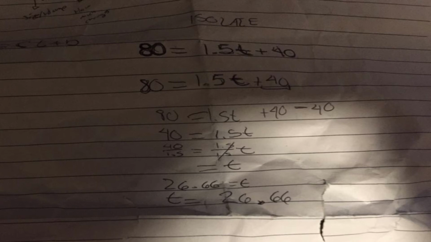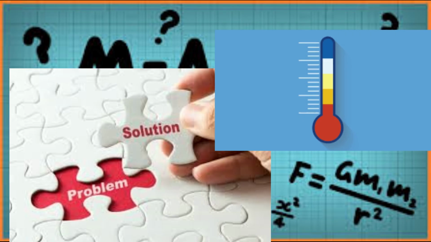Now we will do the same with 1.5. As it is multiplying, we will divide both sides by 1.5. It will be 40 divided by 1.5 on one side, and 1.5 over 1.5 on the other. And here we have our T. So now we have isolated T: 40 over 1.5, which will give us 26.66. This is our temperature for the water.